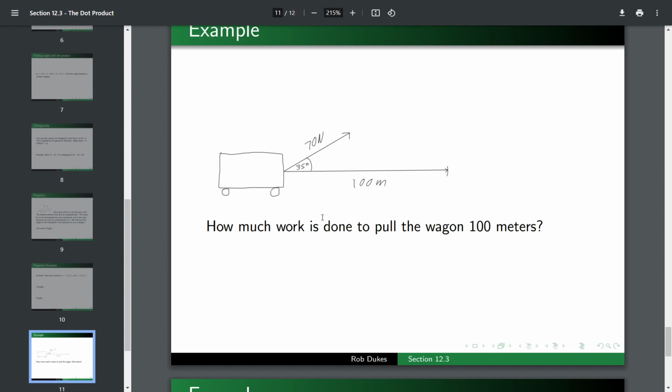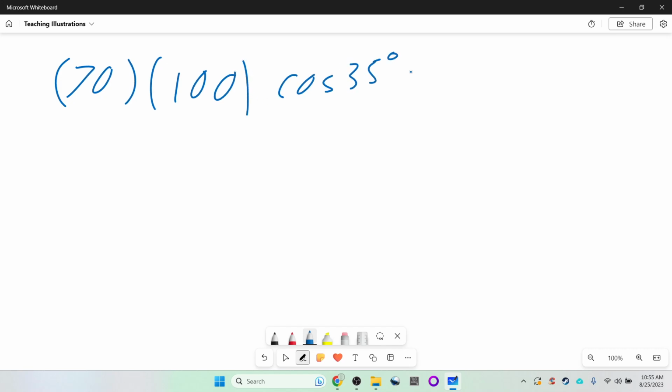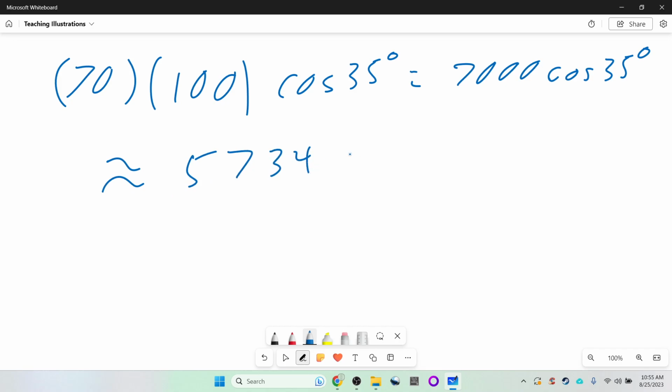How much work is done to pull the wagon 100 meters? This one could have been one of the first examples. It's pretty simple compared to what we just did. We're just going to do the dot product here. Force dot distance. So it is 70 times 100 times cosine of 35 degrees, or 7,000 cosine 35 degrees. And that's as much as you can do without a calculator. So if this were on a quiz, that would be your answer. If you have a calculator, you can estimate as 5734 joules. And this is in Newton and meters. A Newton times a meter is a joule.